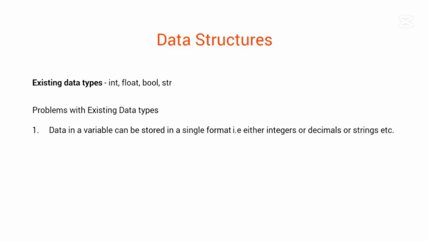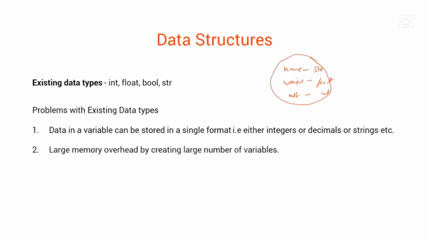But sometimes it is required to have a mix of different formats of data, like storing personal information of a person. For a person, we might want to store his name, which is a string data type. We might want to store his weight, which is a float data type. We also might want to store the number of family members, which is an int data type. We want all this information to be in a single place. But if we want that, we cannot do this with the help of variables.